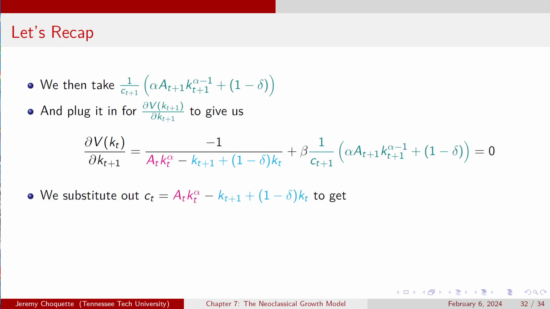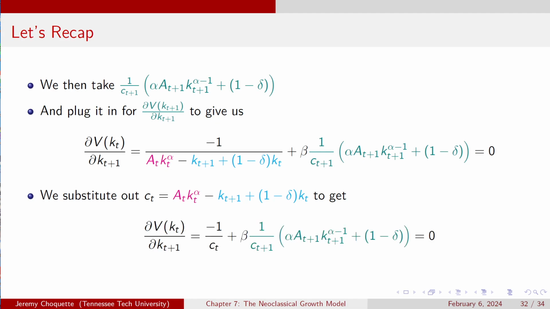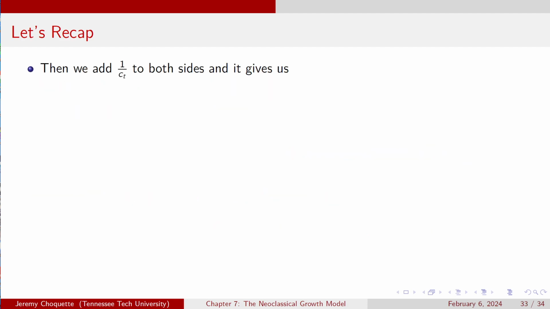I'm going to substitute CT again, so I get minus 1 over CT plus beta times 1 over CT plus 1 times the marginal product of capital less depreciation. Is that equal to 0? Well, I got a minus 1 over CT on one side. I got 0 on the other, so I'm just going to add 1 over CT to both sides. And that gives me my lovely, handy-dandy Euler equation.